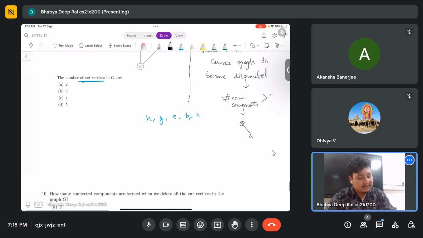For example, if this is a graph, and I remove this vertex, what is the number of connected components? Still 1. So that vertex was not a cut vertex. But if I remove this one, it will cause this to happen, and I clearly have two connected components. So this vertex is a cut vertex.